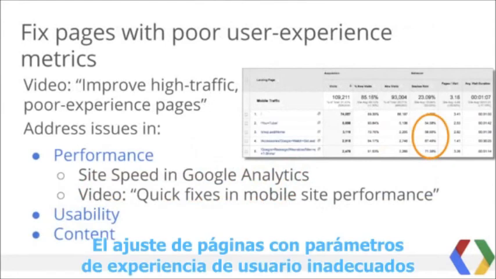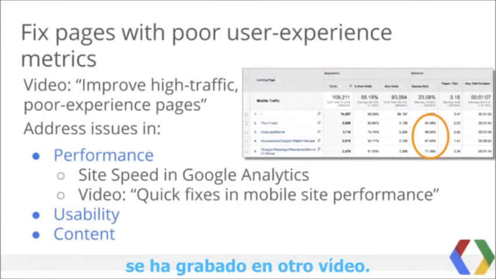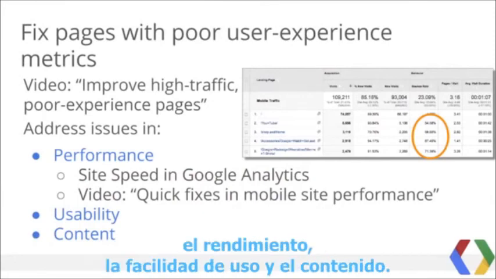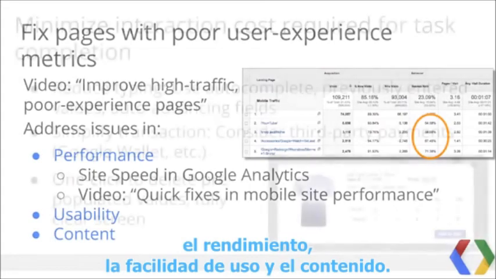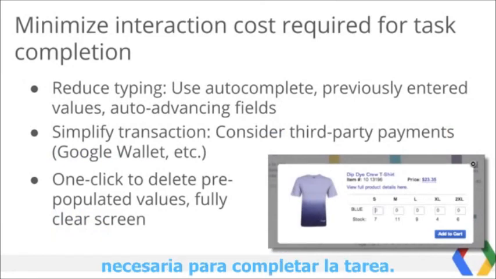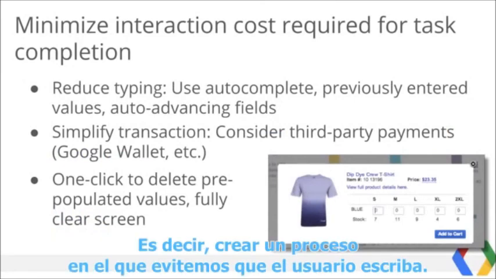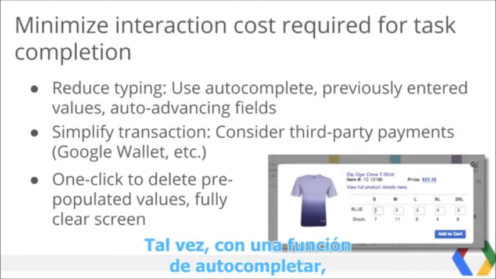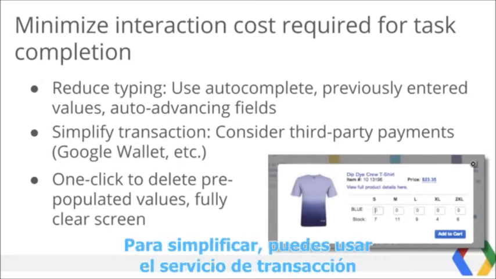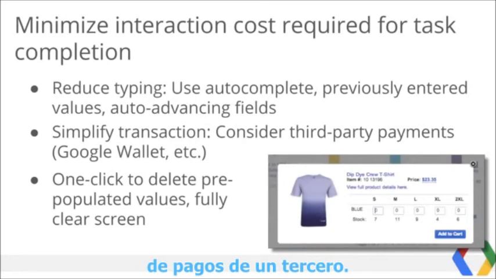Fixing pages with poor user experience metrics was actually filmed as a separate video. If you're unable to watch it, areas to focus for improvement are performance, usability, and content. Once that's complete, look to minimize the interaction cost required for completion. In other words, create a workflow that reduces typing. Perhaps use autocomplete, previously entered values, or auto-advancing fields. To simplify checkout, you can offer third-party checkout options.